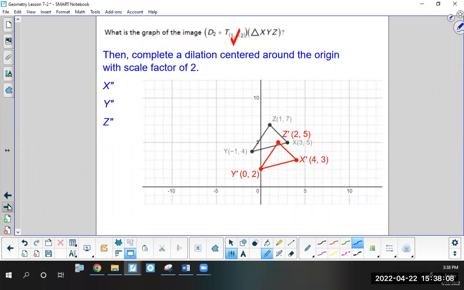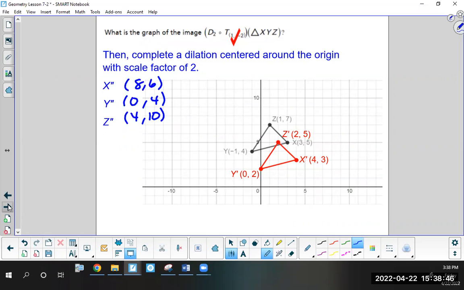So what we're going to do is make sure we're taking our prime ordered pairs, so the ones that are listed in red, and we're going to multiply every single number by 2. When it comes to our X, we have 4, 3, so that's going to become 8, 6. Our Y is 0, 2, so that's going to become 0, 4. And our Z is 2, 5, which is going to become 4, 10. Go ahead and pause the video, graph it, and then we're going to unpause to see if yours matches mine.